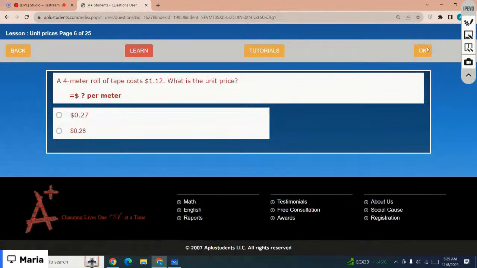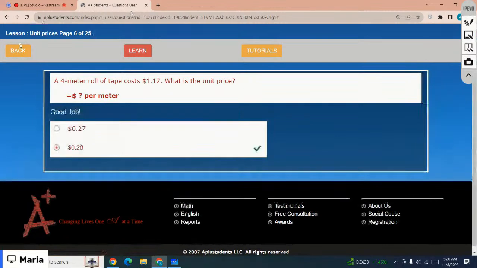A 4-meter roll of tape costs $1.12. What is the unit price? So which is the correct option? You have to divide 1.12 by 4. So which is the correct option? Yes, that would be $0.28, right? Okay, you can complete the lesson by yourself later today. Let me just move on to the next lesson.